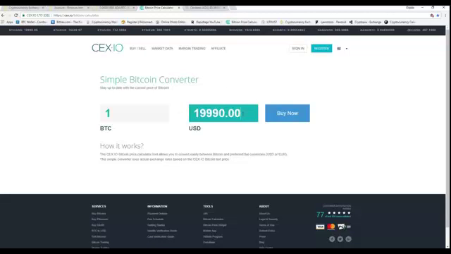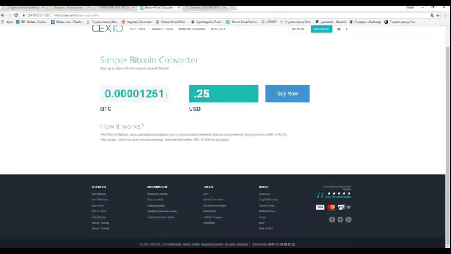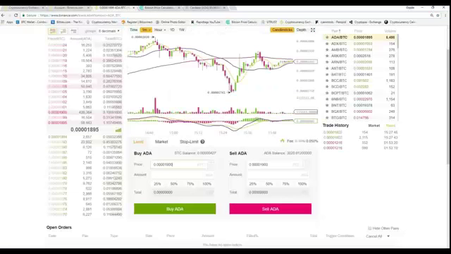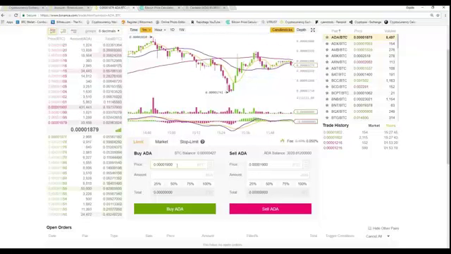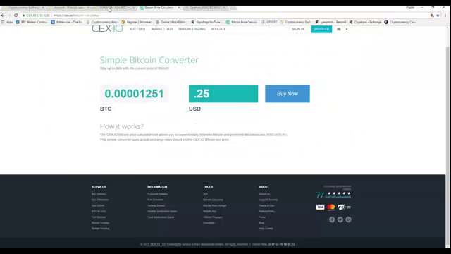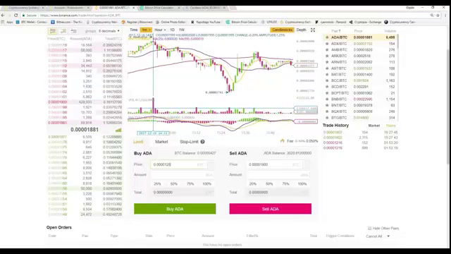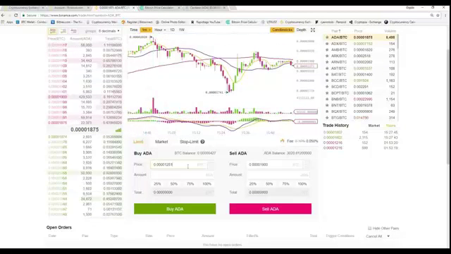So what's nice about this is, say I want to buy Cardano at 25 cents. I would type in 0.25 and it would show me the Bitcoin value right here, 0.00001251. So I would go back over to the Binance exchange and I could type in 0.00001251, and that means that is 25 cents in Bitcoin.